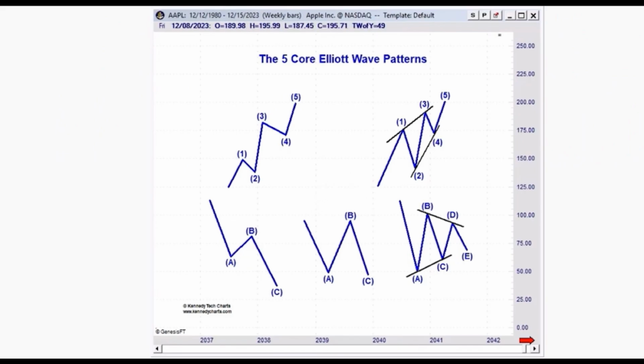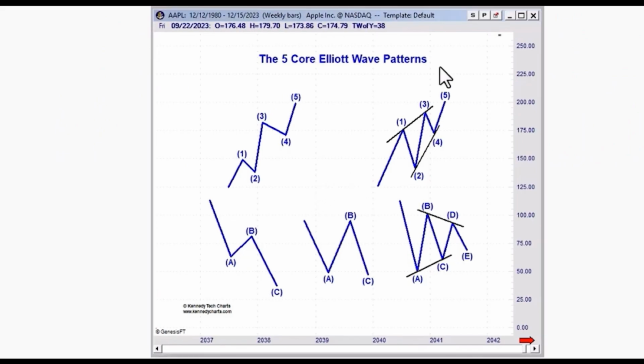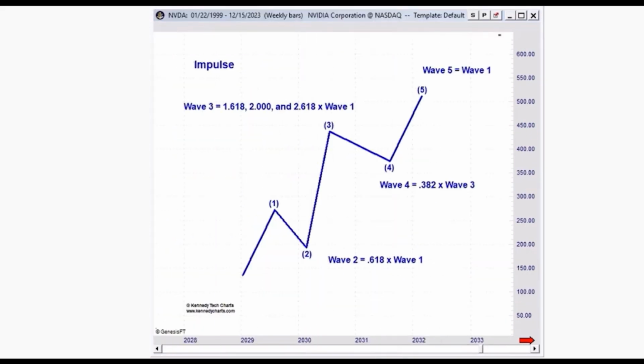Today and this week, I specifically want to focus on impulse waves. So that's what we're going to be studying in today's lesson. Let's go ahead and get started. First, what I'd like to discuss are some of the key characteristics and guidelines, but also to share with you some of the Fibonacci proportions. These are idealized Fibonacci proportions specifically related to impulse wave development.